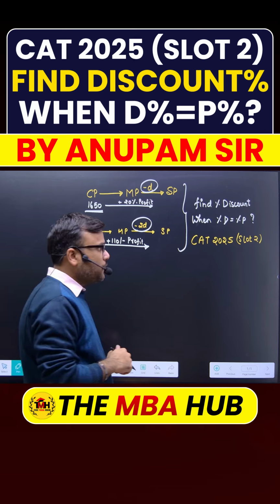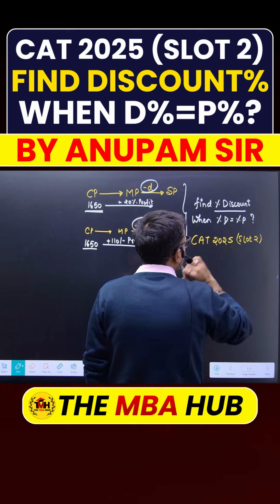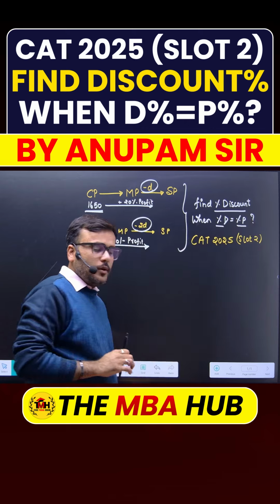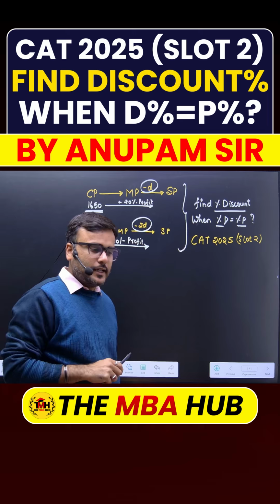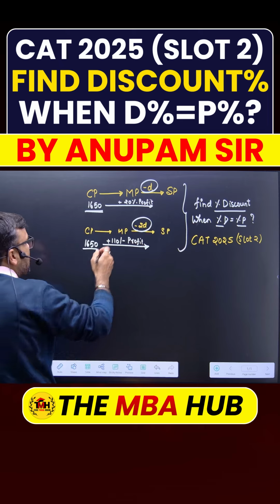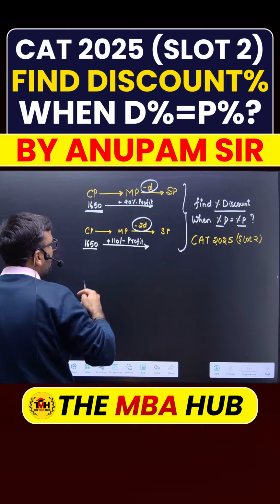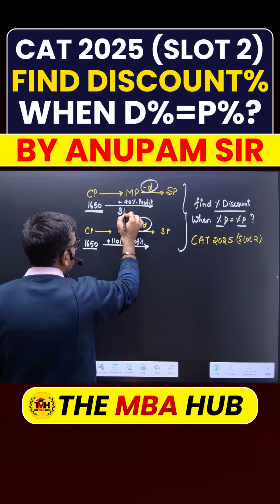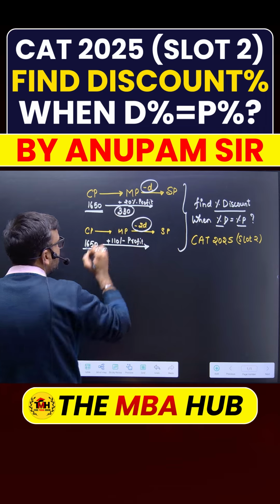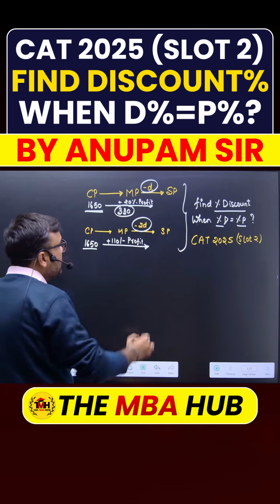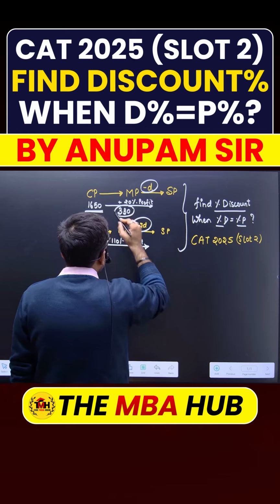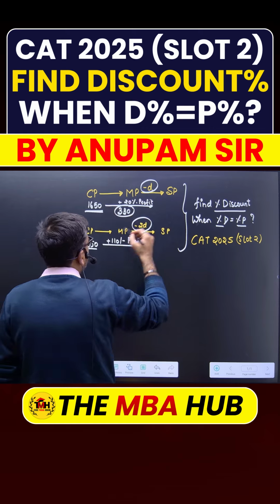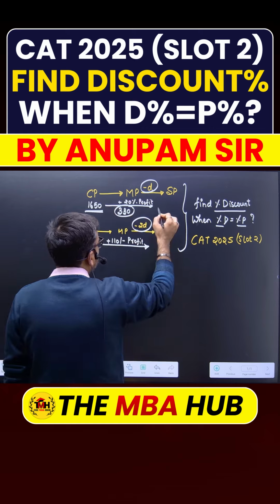Then you have to find at what discount percentage the discount percentage will be equal to the profit percentage for the same article. You know that if 20% profit is there, then CP is 1650. That means in absolute value you will get 330 as a profit, and the SP will become the summation of CP plus profit, that is 1980.